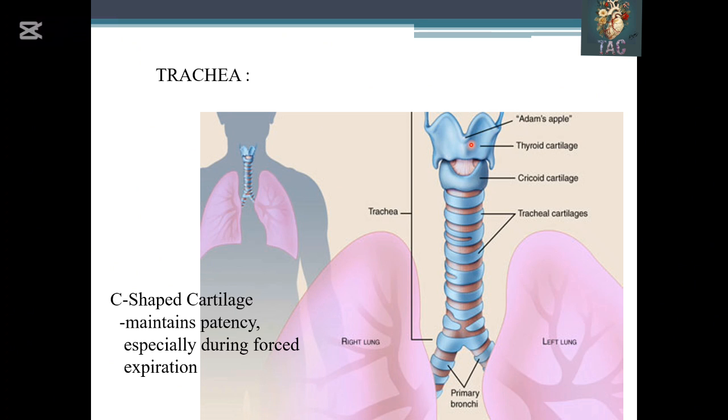As I have told you previously, the trachea is one of the parts of the conducting system of the respiratory system, also called the windpipe. An important feature is that it has many C-shaped cartilages, nearly 20 in number in human beings, and these cartilages usually maintain the patency, especially during forced expiration.